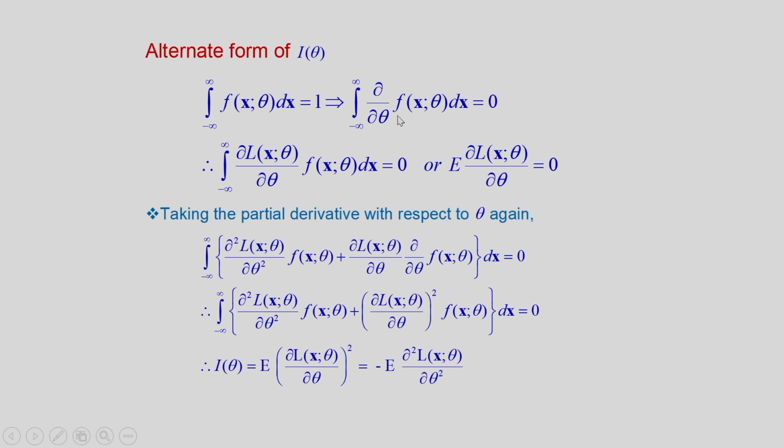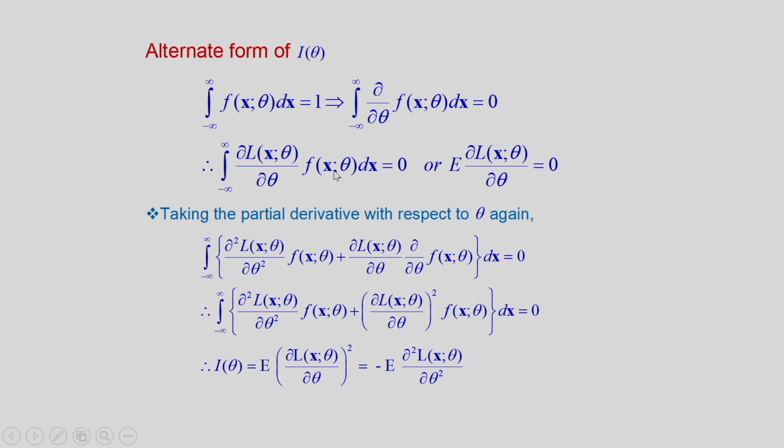Now, this quantity we can write in terms of the log likelihood function. So, the integration from minus infinity to infinity of del L del theta into f dx must be equal to 0. This is the expression we get from here just by writing it in terms of the log likelihood function as we did earlier. So, what does this expression imply? That the expected value of the partial derivative of the log likelihood function is always equal to 0. This is also one important result.